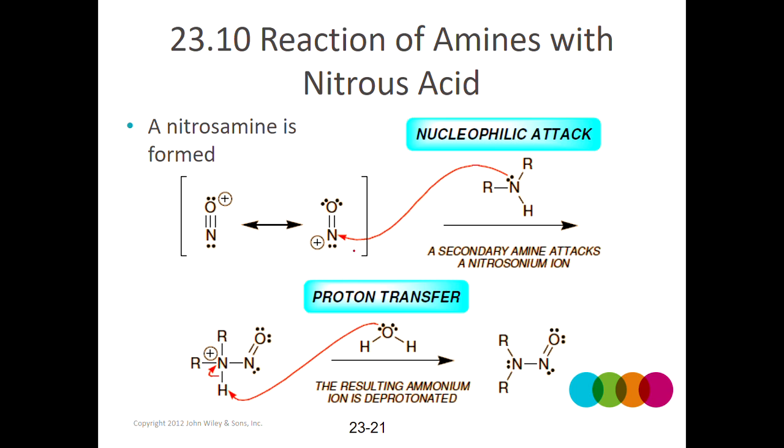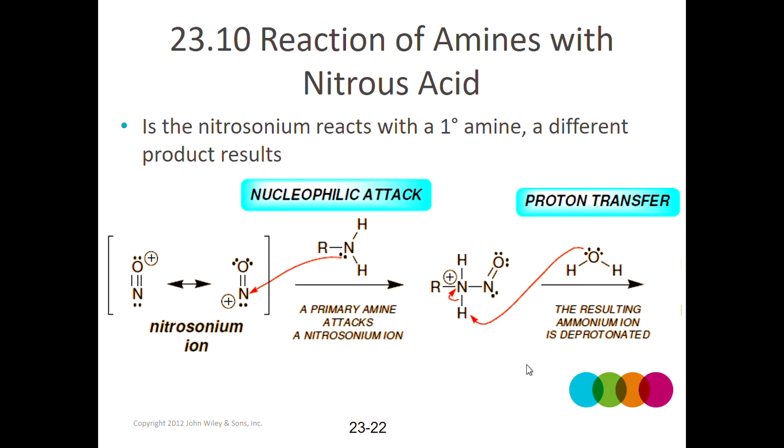Once that attacks, the best base that might be around will be water. It might be another molecule. The amine could come in here, but one of those substances would come in and pick off a proton to balance the charge on that structure. And we don't see a lot of bonds between highly electronegative atoms, especially between oxygen and oxygen, but a nitrogen-nitrogen bond isn't too unstable.